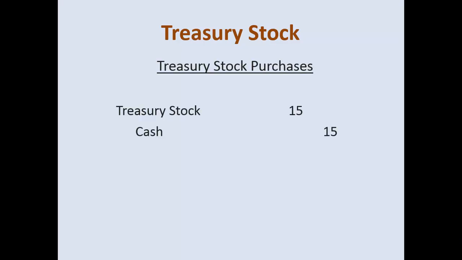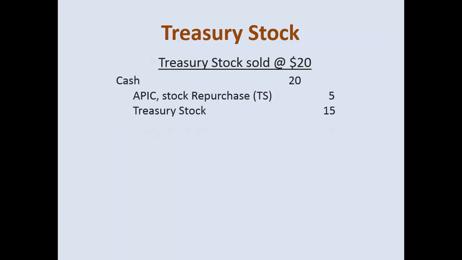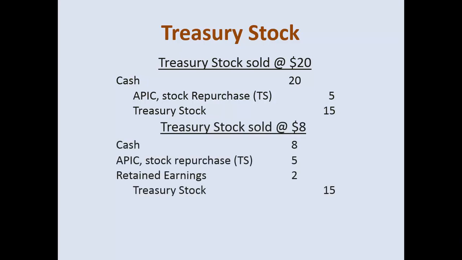So let's say the current market value is 15. I buy it, I record it as treasury stock. Kind of looks like an asset, but it's not. It's a contra equity. Cash goes out the door. Then later, if I sell it for the same price, there is no gain or loss. But now let's say I sell it for 20. I put it on my books at 15. I take it off my books at 15. I receive 20. That $5 difference in reality is a $5 gain. I'm just not allowed to call it that. Instead, it goes into an additional paid-in capital stock repurchase account to track the gain.